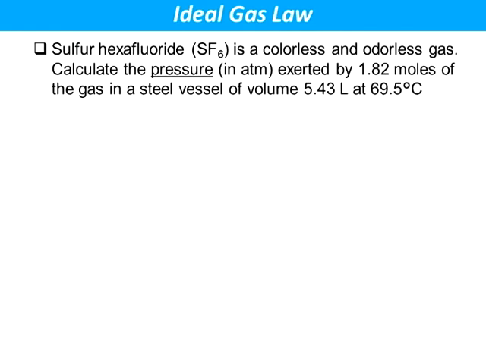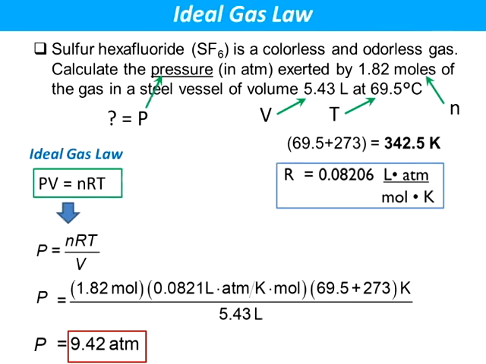The next problem. Sulfur hexafluoride is a colorless and odorless gas. Calculate the pressure in atmospheres exerted by 1.82 moles of the gas in a steel vessel with a volume of 5.43 liters at 69.5 degrees C. We mark up our problem with the variables involved here. We change our temperature right away to K so that we don't lose sight of it.